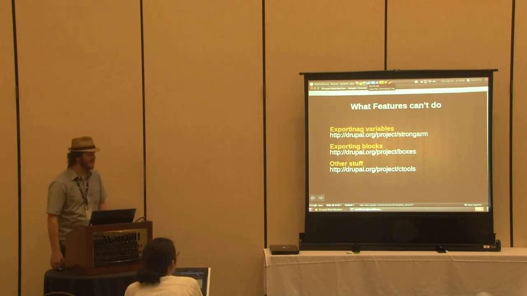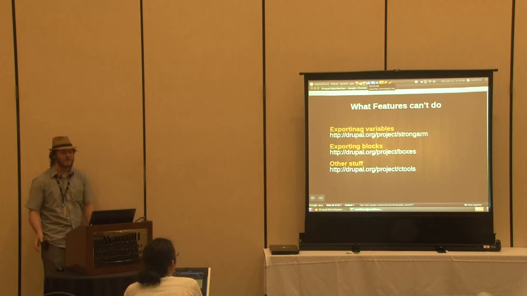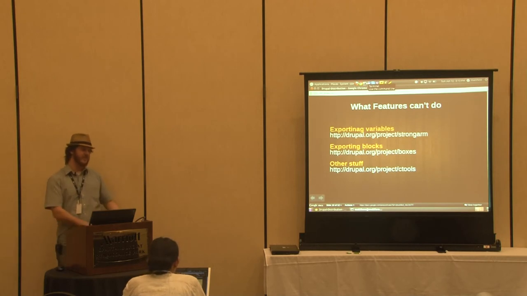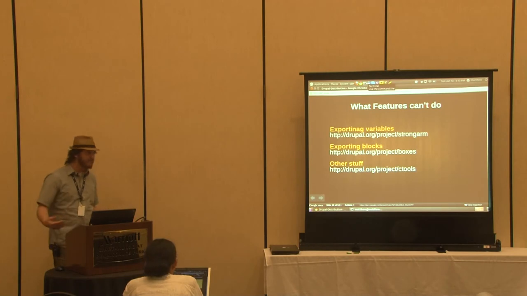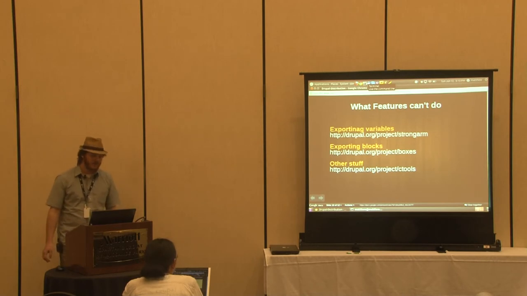When you install a context module, that comes with its own built-in exportables. A lot of modules are starting to add importing and exporting to the code features. There's like two or three ways to do it. One of them is to use the features API. Another way is CTools created an API for importing and exporting that ties in the features. So if you come across a module that doesn't export, the first place you could probably look is integrating it with CTools.